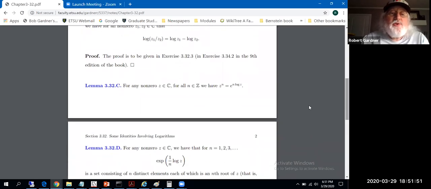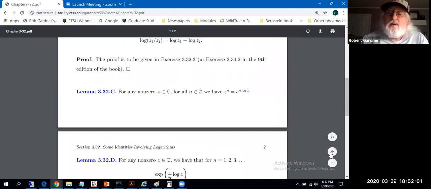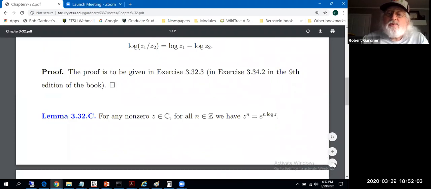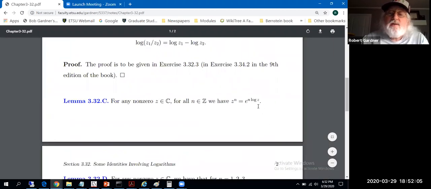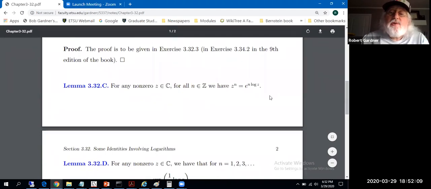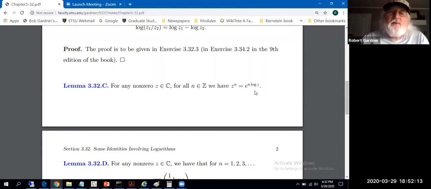Lemma 3.32.c says if z is any complex number and n is an integer, then we have z to the n is e to the n log z, a familiar relationship. Notice that it's lowercase l, so we'll be dealing with set valued stuff. Combined with the exponential function, though, some good things will happen. Let's take a look at the proof of that.